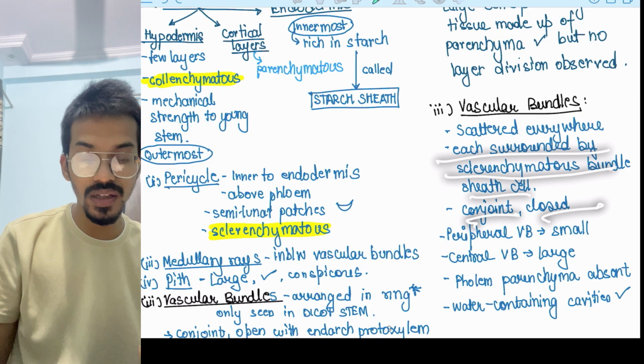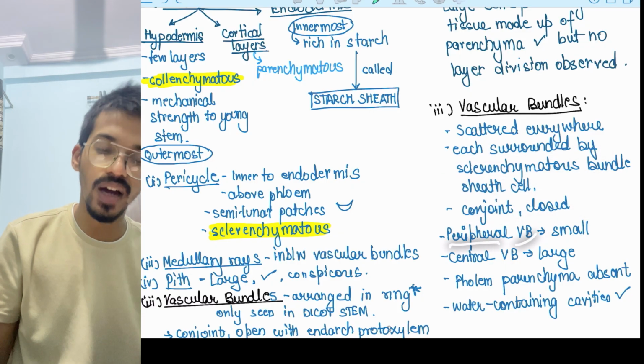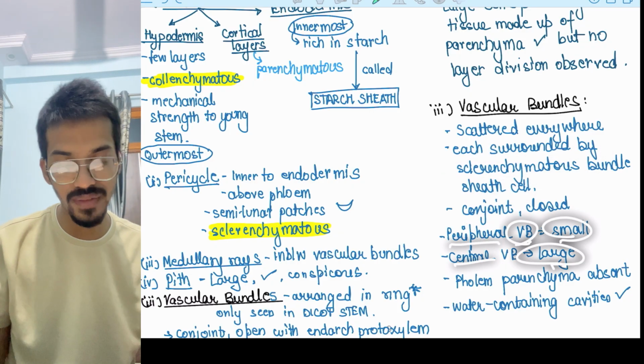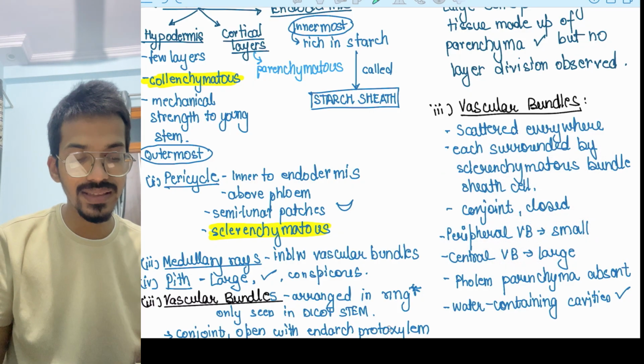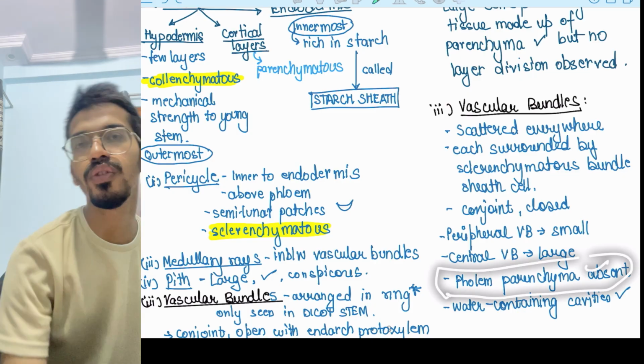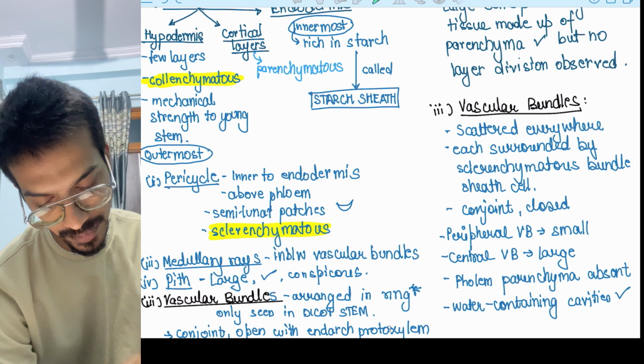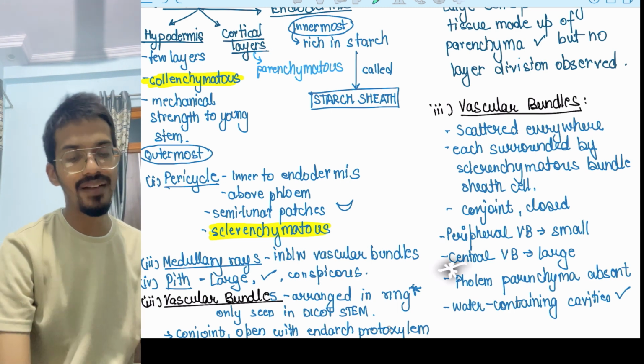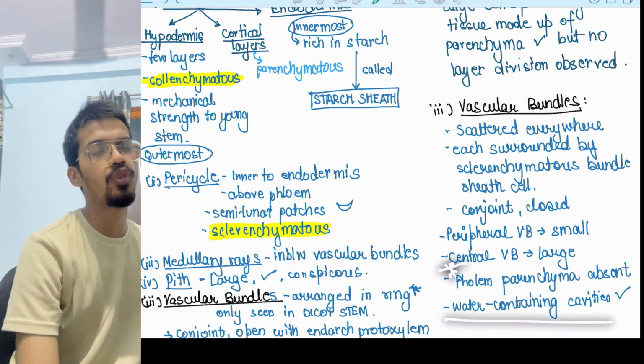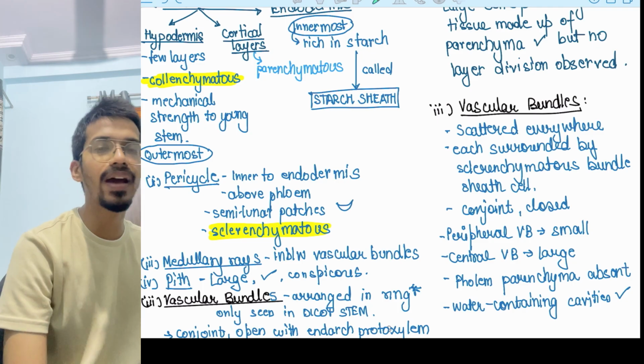Then peripheral vascular bundles are small, central are the large. With the diagram only we can see phloem parenchyma is absent. Here there is no phloem parenchyma present in case of monocots. This is a very important fact. Then water containing cavities.